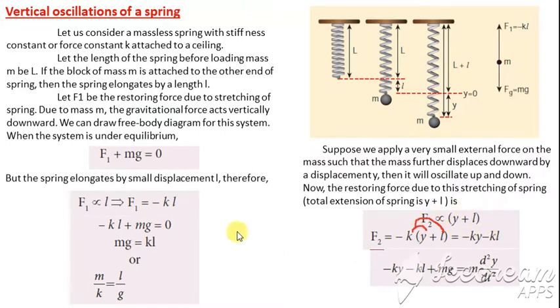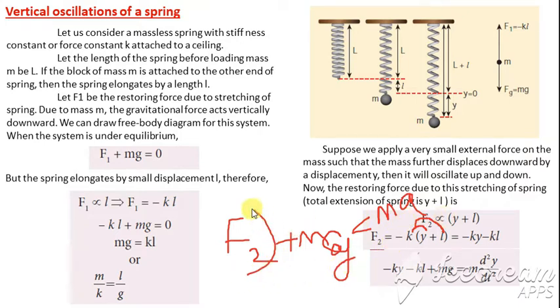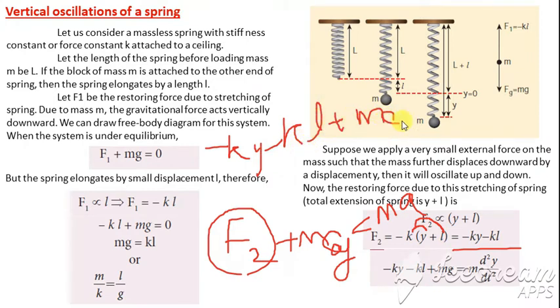So this F2, again if you draw the free body diagram for this, we can write F2 plus mg is equal to m into a, because here we have gravity also. F2 plus mg is equal to m into a. Now the value of F2, we know, is minus Ky minus Kl, plus mg, which is equal to m into a.